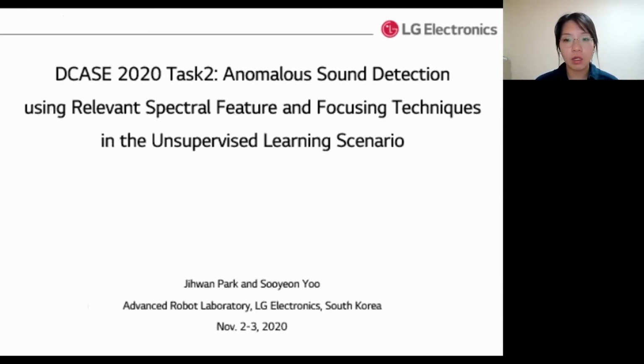We would like to present our work, Anomalous Sound Detection using relevant spectral features and focusing techniques in the unsupervised learning scenario.